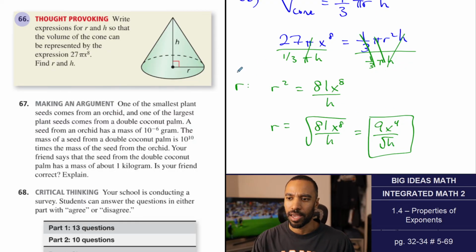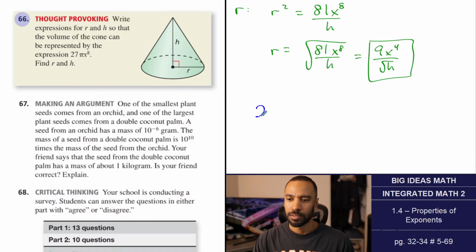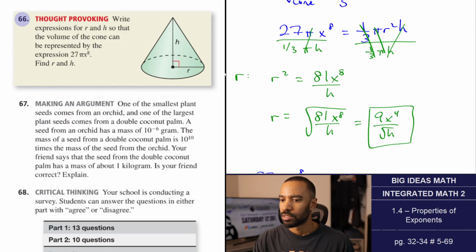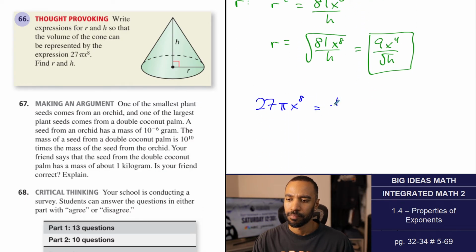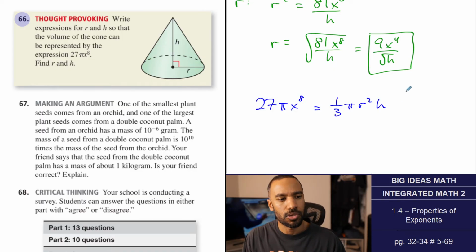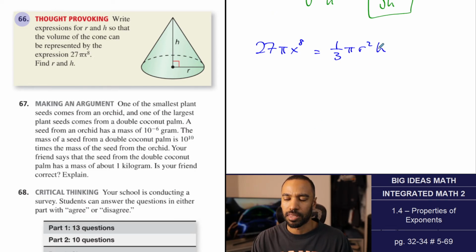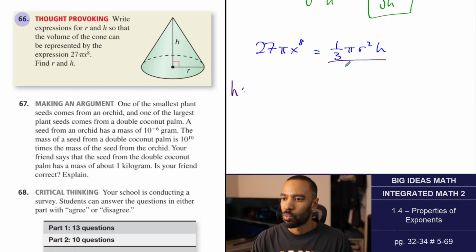The height, on the other hand, when we have that, 27 pi x to the 8th equals 1/3 pi r squared times h. See, it would be one thing if they told us that the height was some many times larger than the radius or whatever, but they don't. So now let's solve for h by dividing both sides by 1/3 pi r squared.